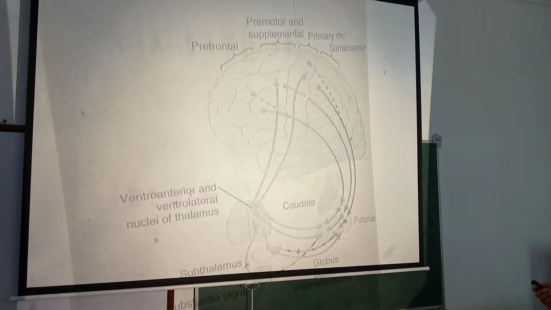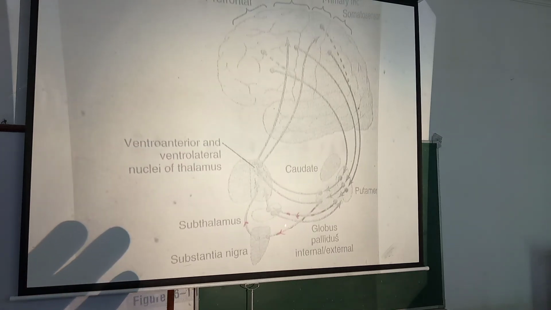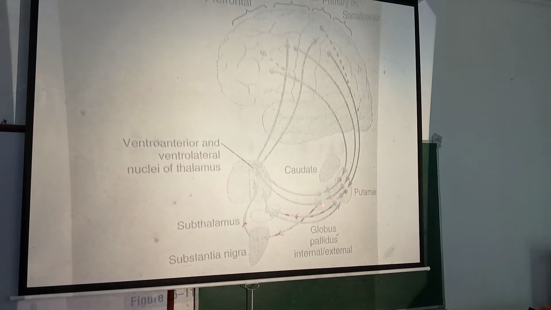So these nerve fibers, after origin from primary, premotor, supplementary motor areas, and somatosensory area, go to the putamen. You see, nerve fibers go to putamen, bypassing the caudate. From putamen, nerve fibers go to the globus pallidus.